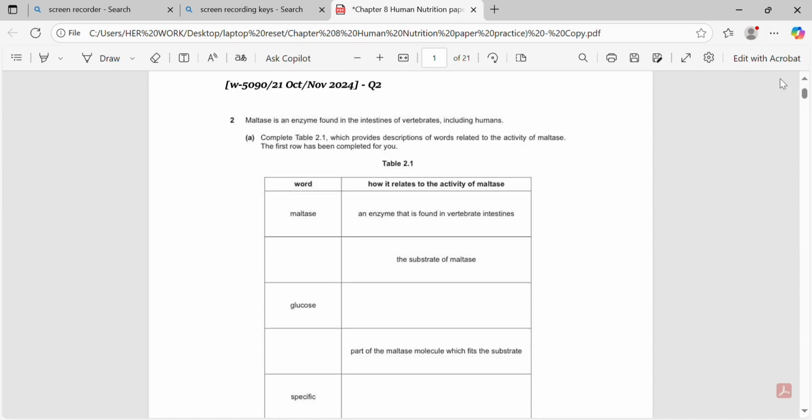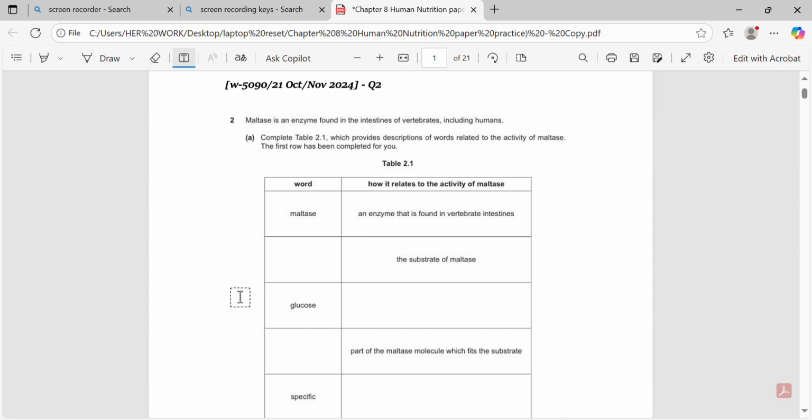So, let's take a look at our first question. The question begins by stating, maltase is an enzyme found in the intestines of vertebrates, including humans. And Part A of this question asks us to complete Table 2.1, which provides descriptions of words related to the activity of maltase. The first row has been completed for you, so you can see the table has two columns, one for the word, and one for how it relates to the activity of maltase.